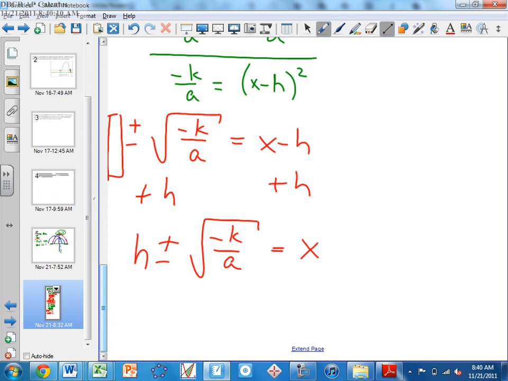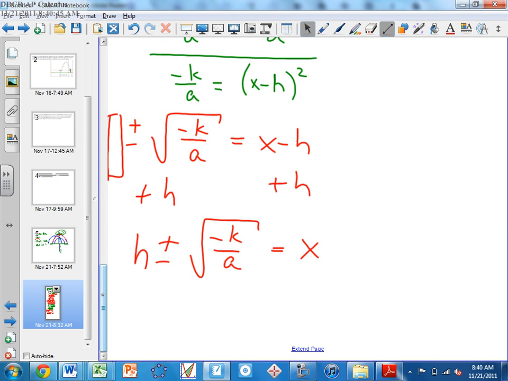Now, let's think for a second. We don't know k. We don't know a. We're going to have some situation we have to consider here. If a and k are both positive, what does this turn out to be under here? A negative, which is imaginary. So if a and k are ever both positive, you will always have an imaginary root. And we're going to talk a lot about this tomorrow, and how it's going to look when we graph stuff.